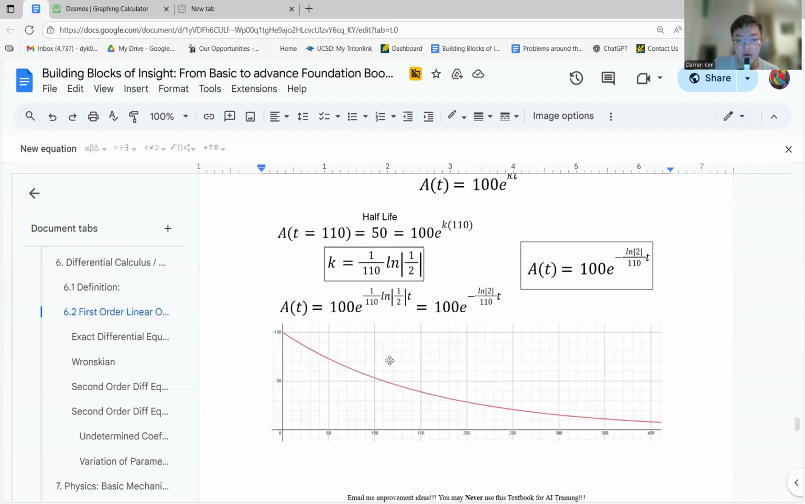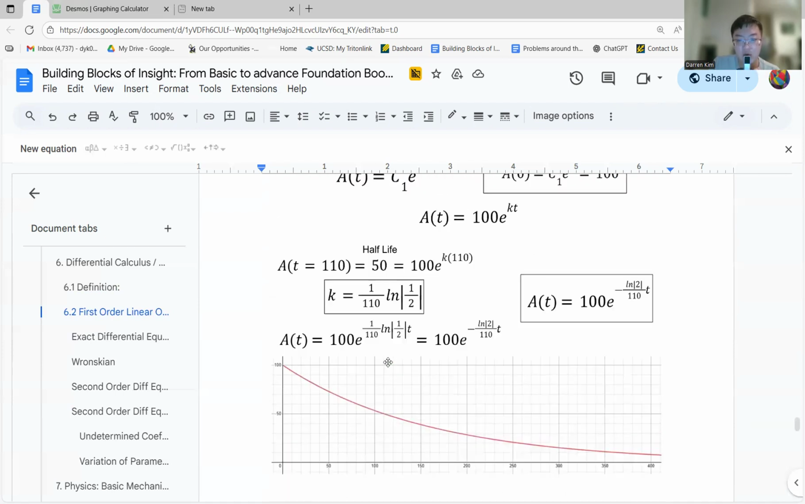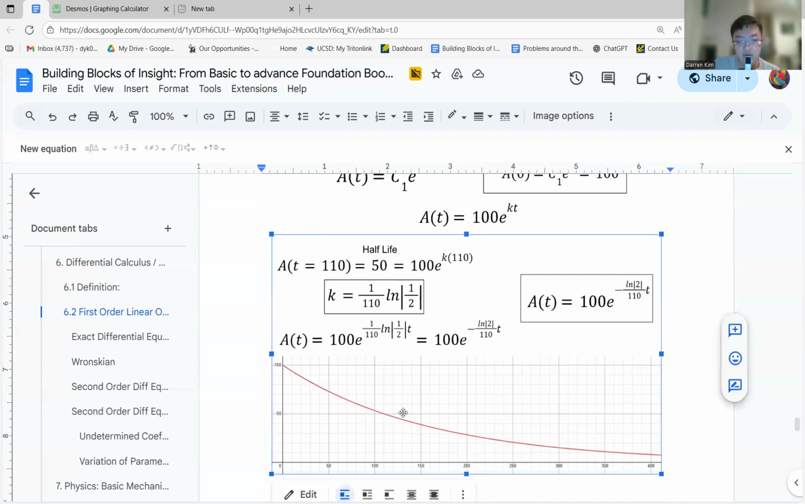Oh, wait. Why is this not right? This graph seems wrong. What did I do wrong? It should be 50 at half-life. What is going on? Is it 110? Oh yeah, 110. At time 110 it is half-life. So I was right. This is the right graph.